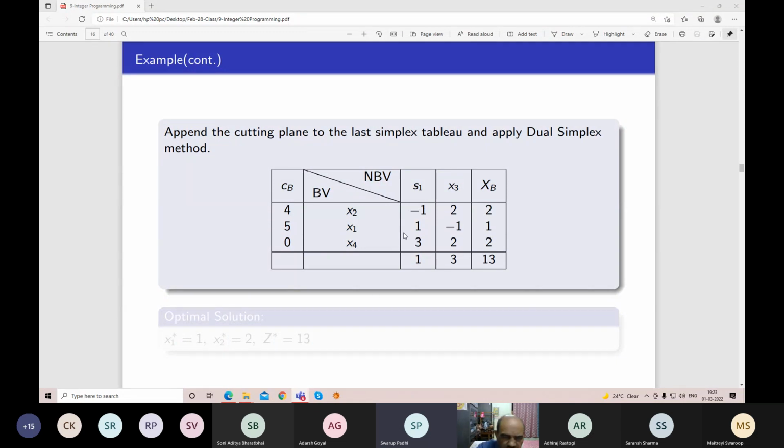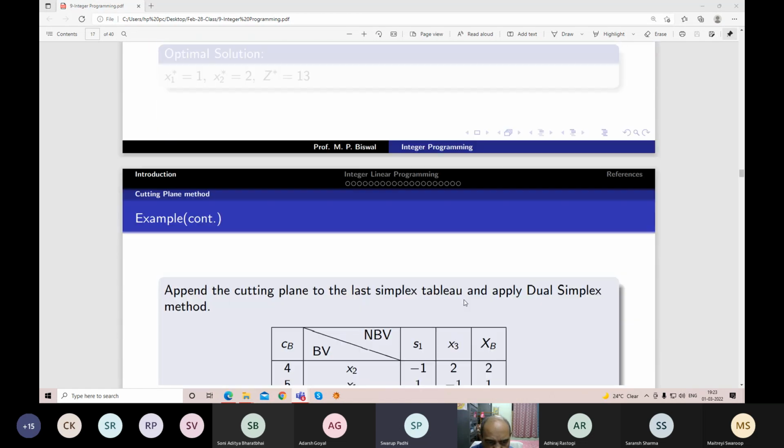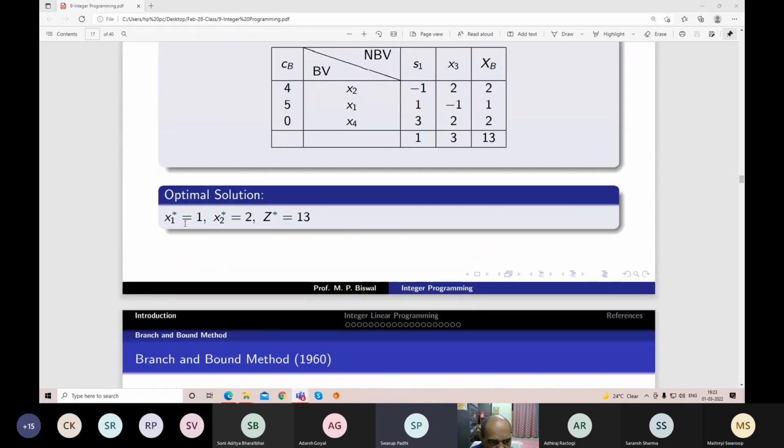And you complete using the simplex rule. So we have got the answer here. X2 equal to 2, X1 equal to 1, X4 equal to 2. Okay. And S1 is 0, X3 is 0, and this is the optimal solution. Okay. And we can write the solution is like this: X1 star is 1, X2 star equal to 2, Z star equal to 30.